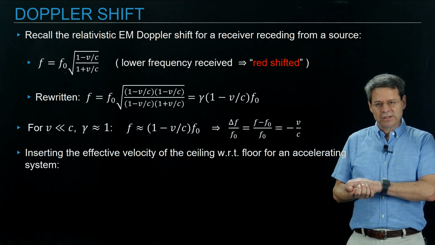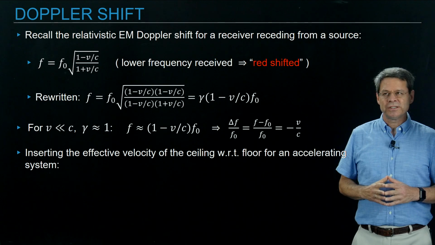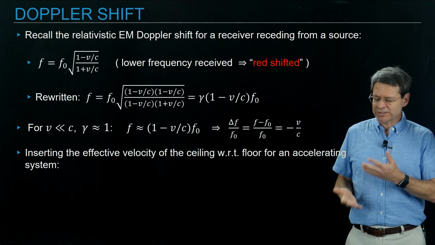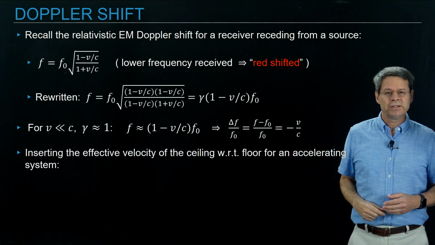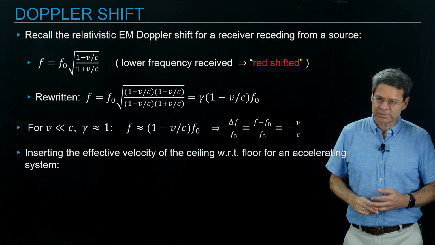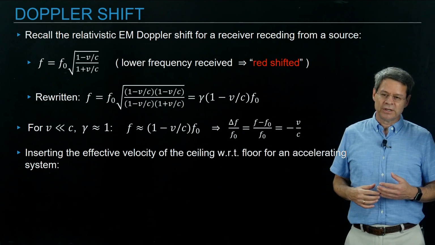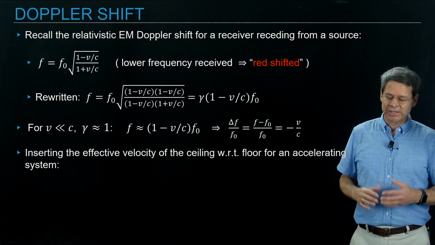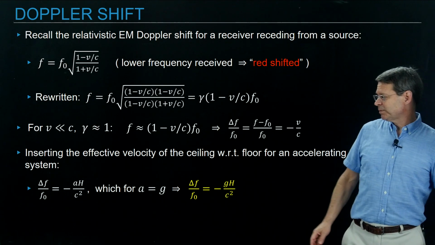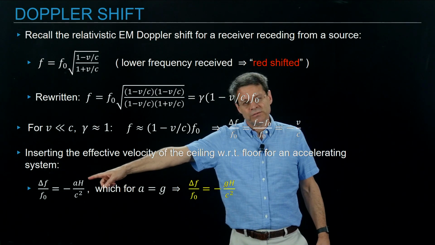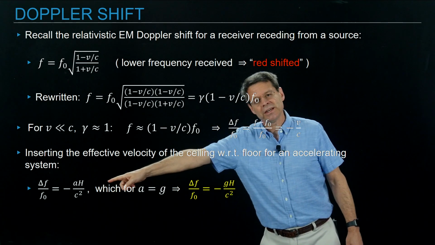Now, from the previous slide, we saw that the ceiling is receding, and we calculated the relative velocity difference of the ceiling with respect to the floor when it was emitted. So we can work out the velocity that we should put here in this formula for the Doppler shift, right? That was just a, the acceleration, times h over c, right? A times time, where time was h over c, the distance over the velocity. So we can do that. Let's plug that in. So delta f over f naught is minus a h over c. And remember, that was over c again right here. So it's minus a h over c squared.